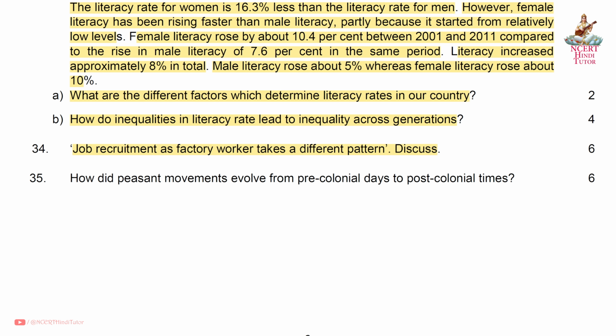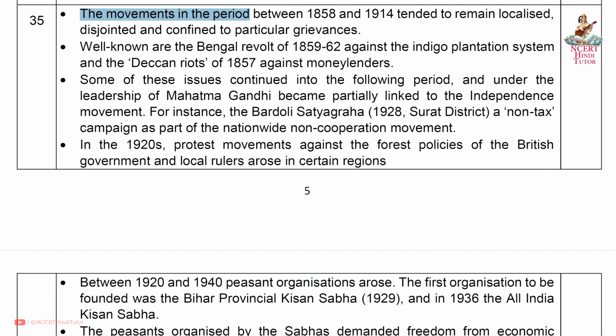Last question, question 35. How did peasant movements evolve from pre-colonial days to post-colonial times? Answer. The movements in the period between 1858 and 1914 tended to remain localized, disjointed and confined to particular grievances. Well known are the Bengal Revolt of 1859 to 62 against the indigo plantation system and the Deccan Riots of 1857 against money lenders. Some of these issues continued into the following period and under the leadership of Mahatma Gandhi became partially linked to the independence movement.